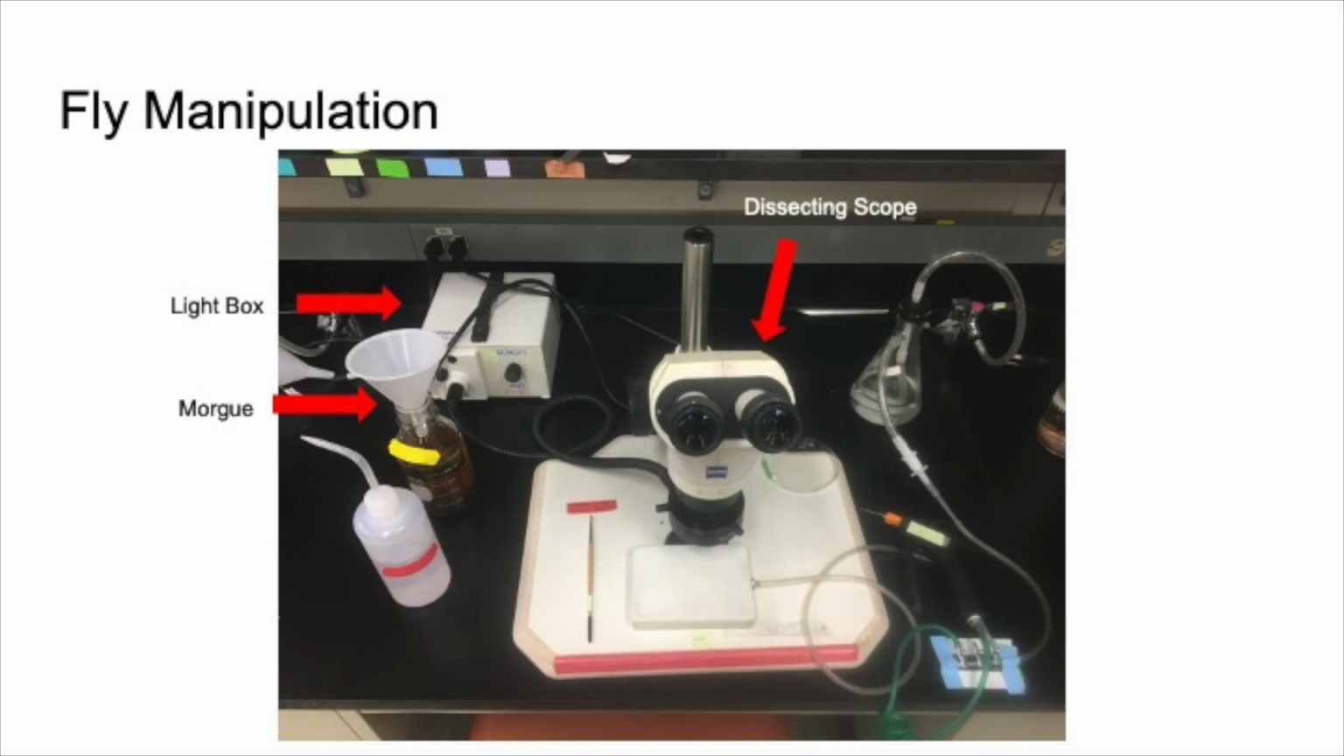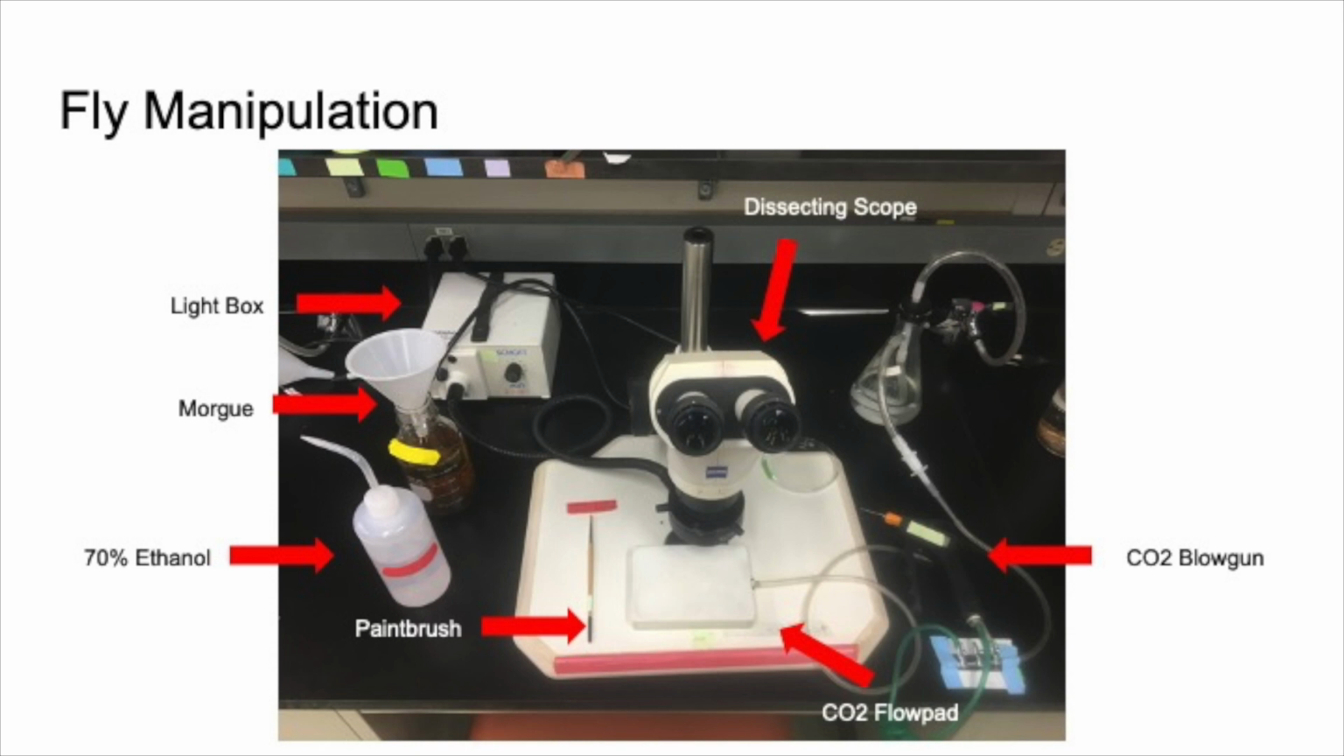Next to that, I have my flask of ethanol, which I use to sterilize equipment and surfaces when I'm finished with them. Looking at the surface of the microscope itself, I have my paintbrush, which I use to manipulate flies, as well as the CO2 flow pad, which I will place my flies on when I'm working with them. Next to the flow pad is the blowgun, which I use to inactivate the flies in the vial so I can take them out.